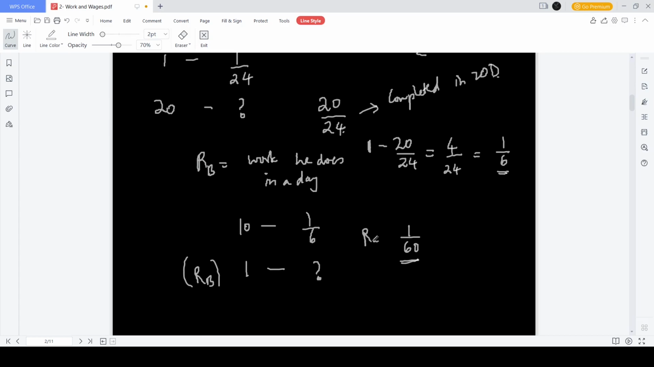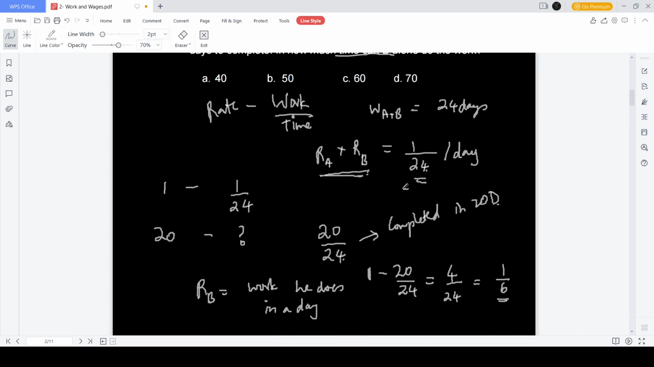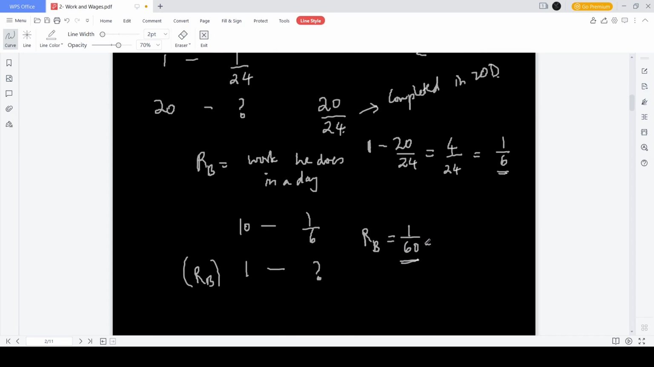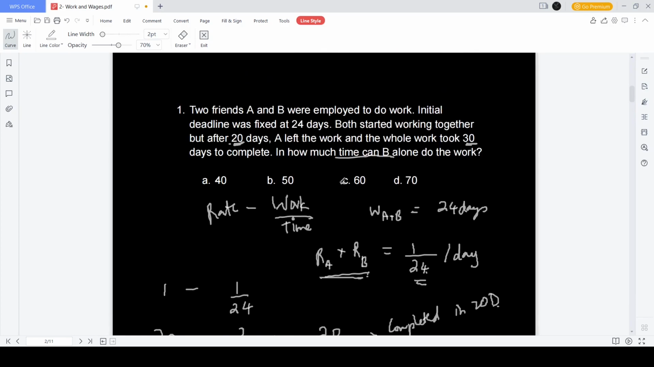So if the rate of B is 1 by 60, the question is how much time can B take to finish the work alone? Imagine A was not there. If in one day he can do 1 by 60th of the work, how many days does it take him to do the whole work? So you just cross multiply. Again, you'll get the answer as 60 days. It's pretty obvious because in one day he finishes 1/60th, so in 60 days he'll finish the whole work. So the answer is 60 days.